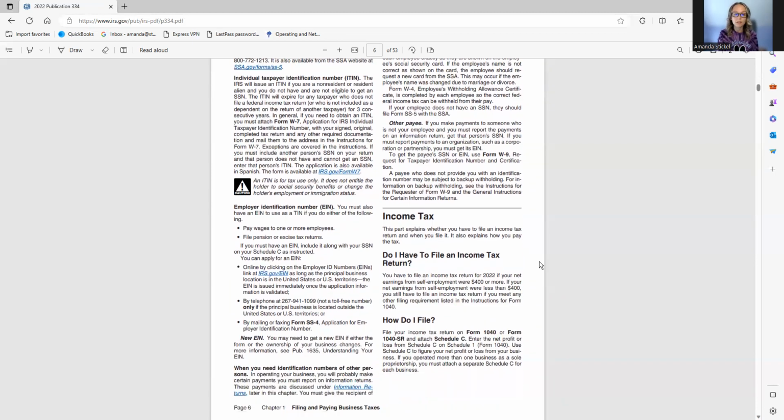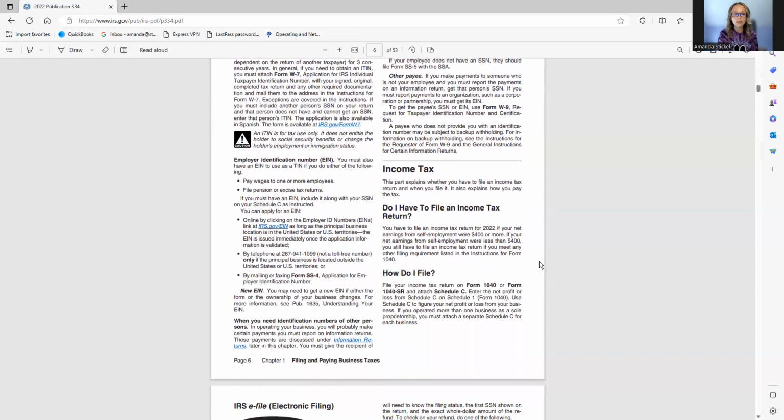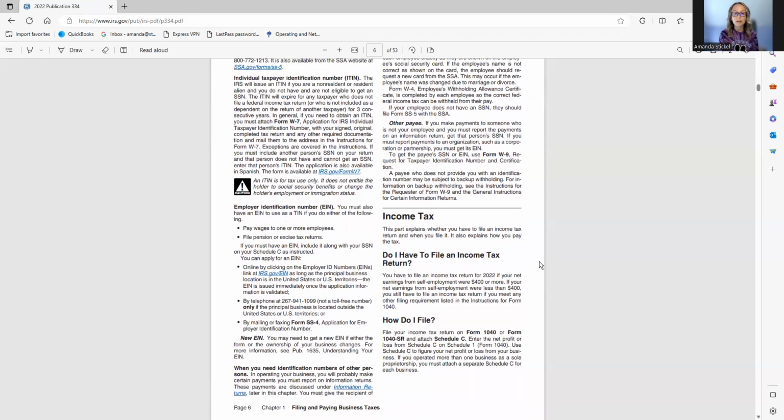Employer identification number, EIN. You must also have an EIN to use as a taxpayer identification number if you do either of the following things: pay wages to 1 or more employees, or file pension or excise tax returns. If you must have an EIN, include it along with your Social Security number on your Schedule C as instructed.